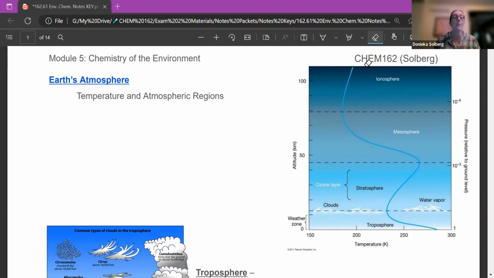But we are starting with Earth's atmosphere. So before we get into the chemistry of it, there's a few things that you need to understand about Earth's atmosphere. There are different regions and there's actually a lot of variation between these regions. So first of all, I want to talk about temperature and atmospheric regions, which you can kind of tell by this graph over here. But temperature varies greatly with region.